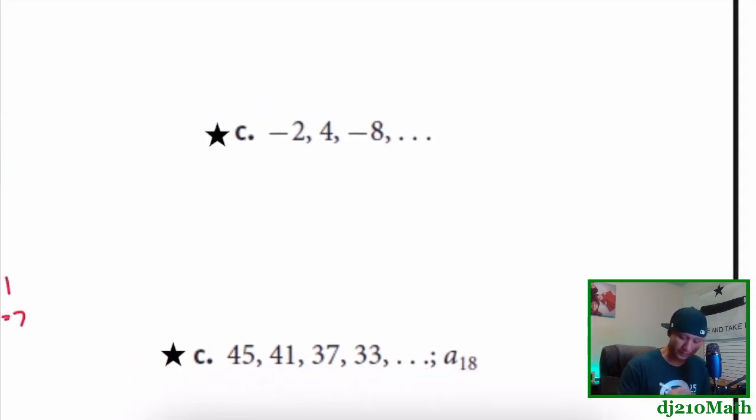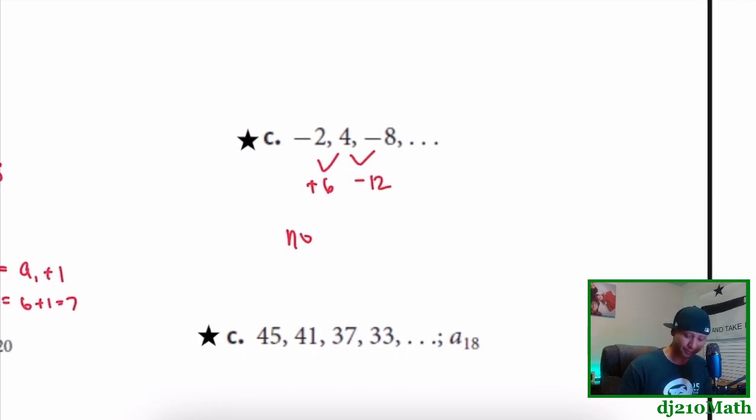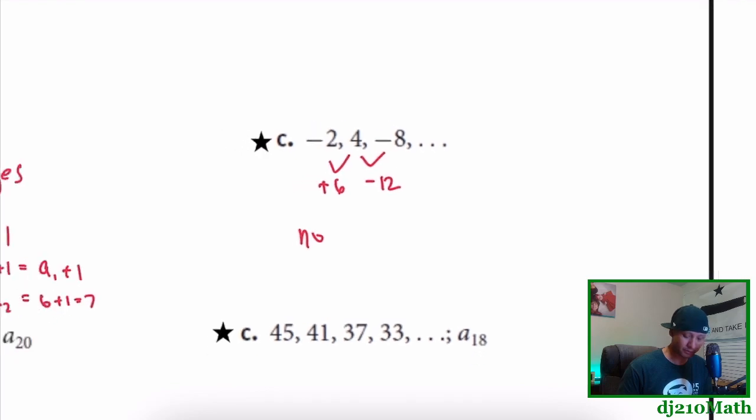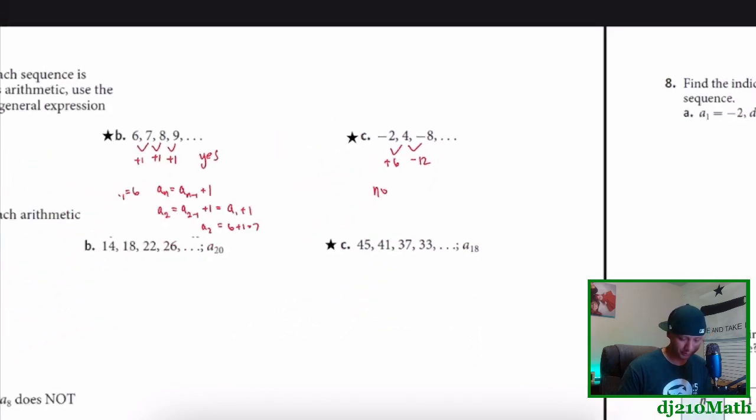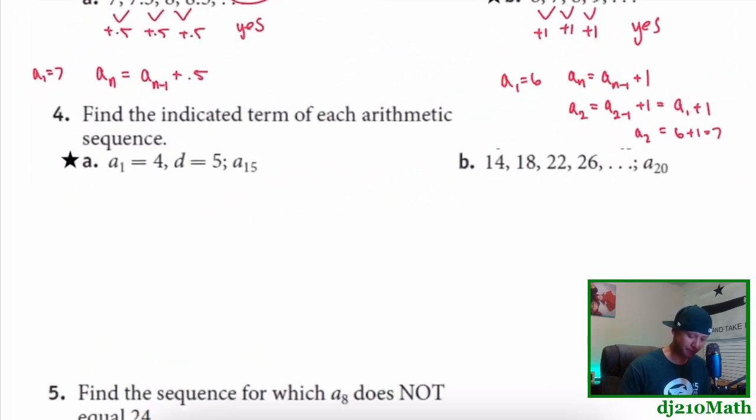So in terms of the previous term, this is what they're talking about. Okay, so here's kind of an interesting one. From -2 to 4, we're adding 6. But then from 4 to -8, we're actually subtracting 12. So no, we'll see these sequences later. It alternates. All right, so no, this one is not arithmetic because the common difference is different.